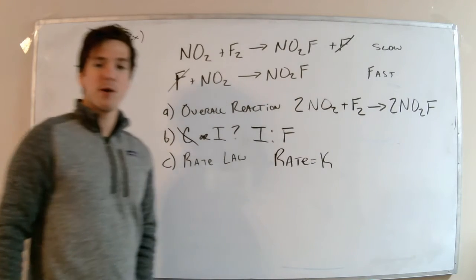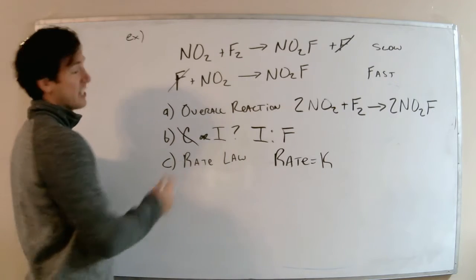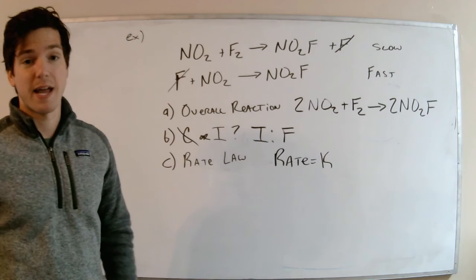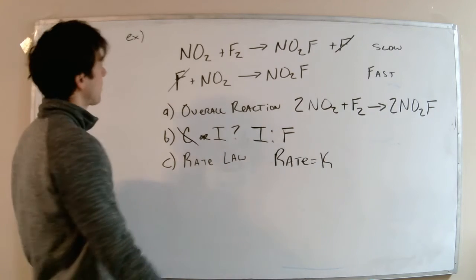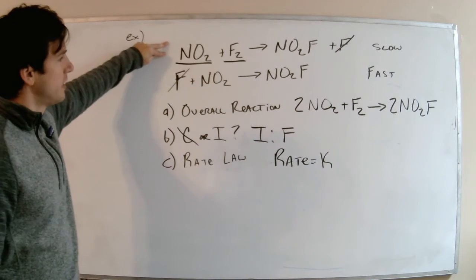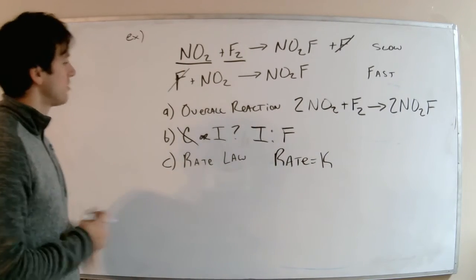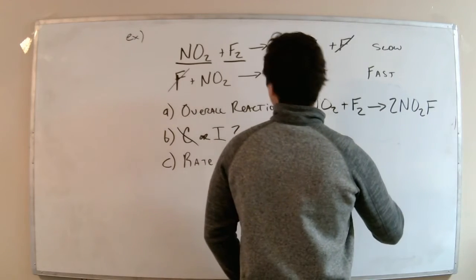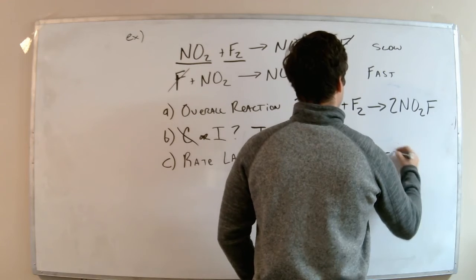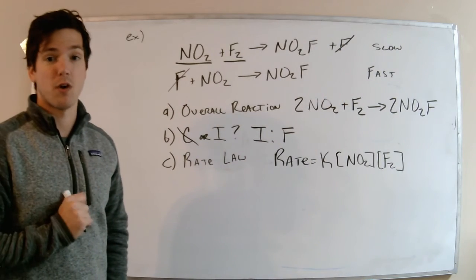And remember, to determine my rate law, I've got to look at my slow step, and I just have to look at the reactants of my slow step. In kinetics, only the reactants affect the speed. So I'm looking at these. Looks like I've got NO2 and F2. They're in my overall reaction, so I can use both of those. So my rate is going to be NO2, F2.